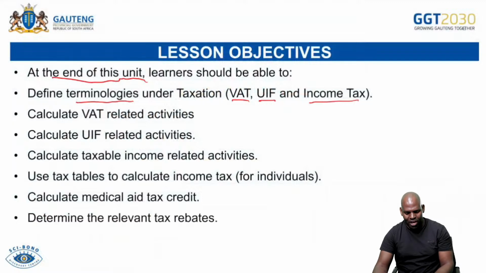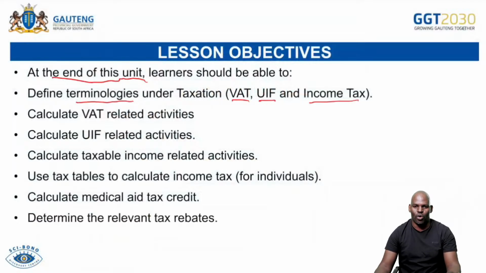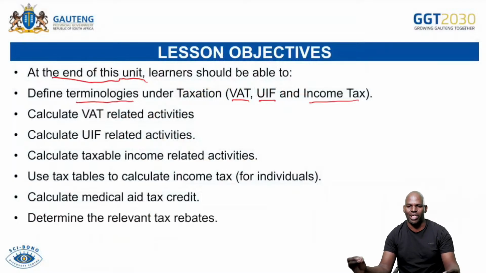So you should be able to define terminologies under taxation, which means VAT, UIF, and income tax. Remember, taxation in grade 12 refers to VAT, UIF, and income tax. I know that most learners in grade 12, when they hear the word taxation, only think about income tax. That is why they find it very challenging. But when we talk about taxation in grade 12, we're talking about VAT, which you did in grade 10, and UIF, which you did in grade 11. And now we've got a new type of taxation in grade 12, which is income tax.